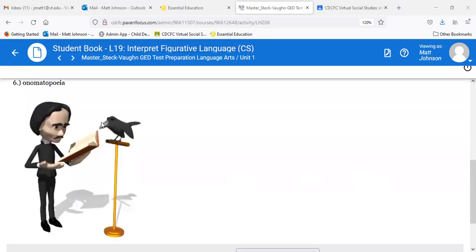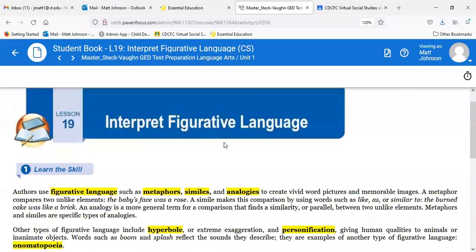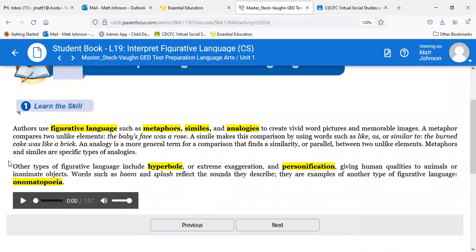And there's our little Edgar Allan Poe cartoon. I'm pretty sure that's who that's supposed to be. All right, so here is our audio.